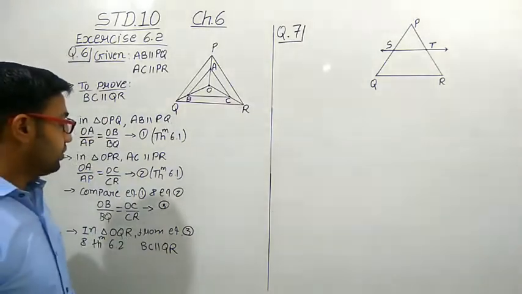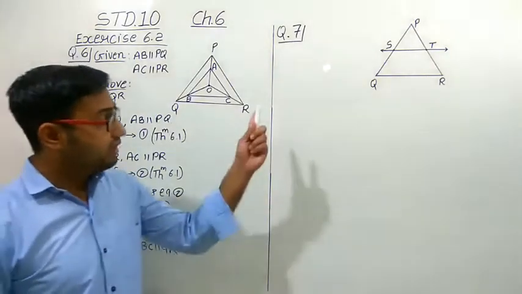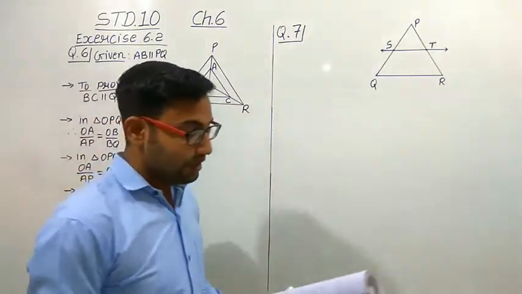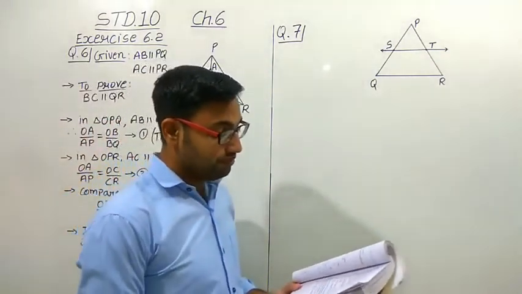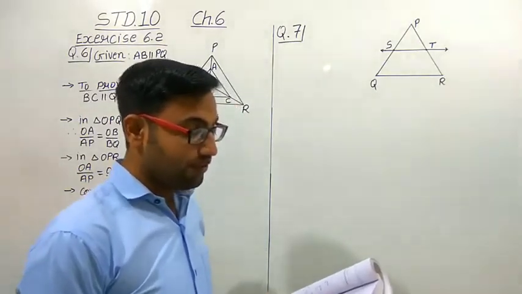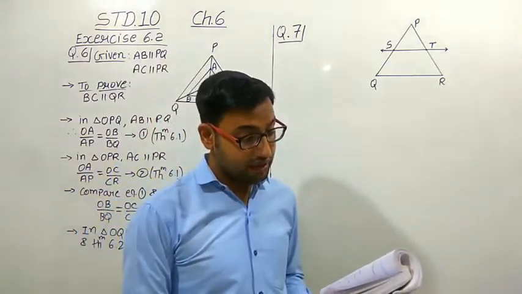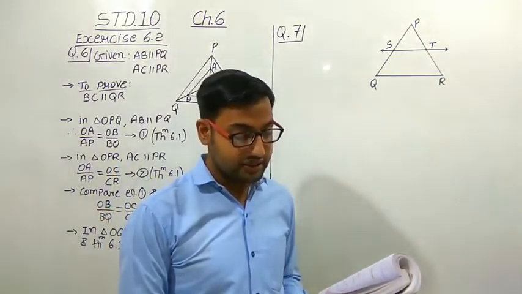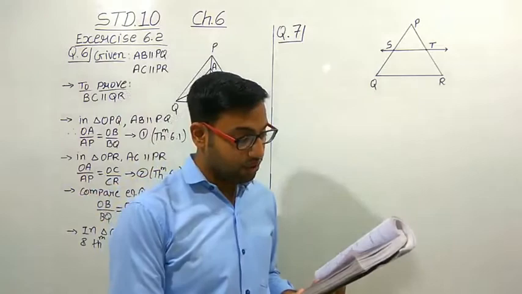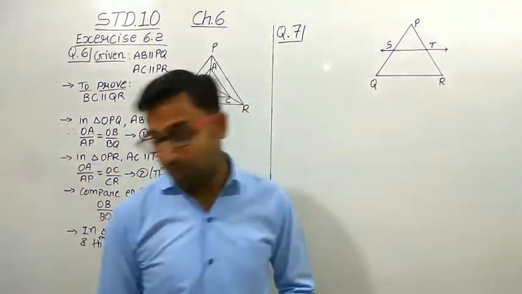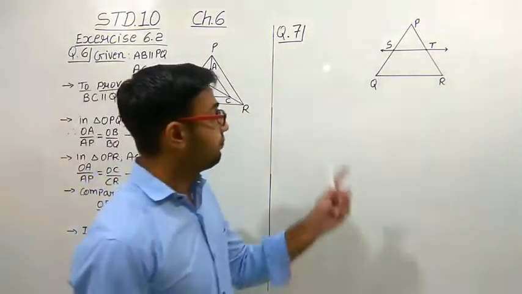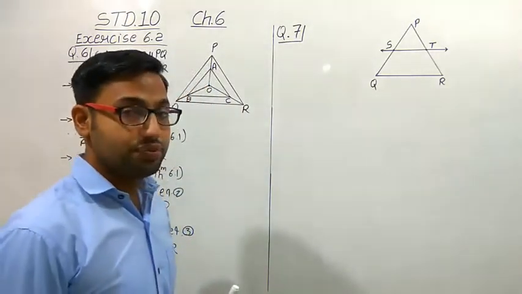6.1 and 6.2. Now let us study question number 7. What is the question? Using theorem 6.1, prove that a line drawn through the midpoint of one side of a triangle parallel to another side bisects the third side. Here it is given in the bracket, recall that you have proved it in class 9. Yes, we have proved this in class 9. But here we have to prove this using theorem 6.1.